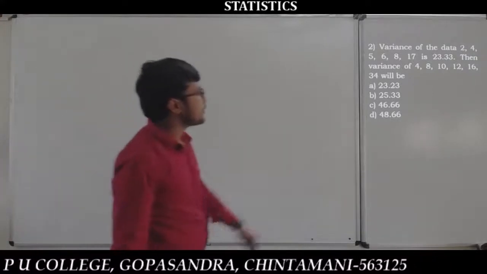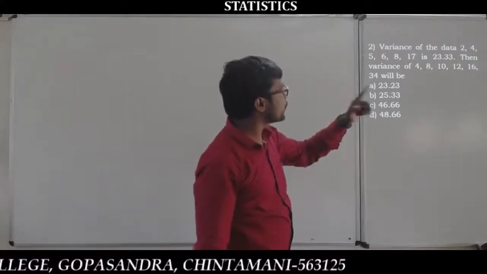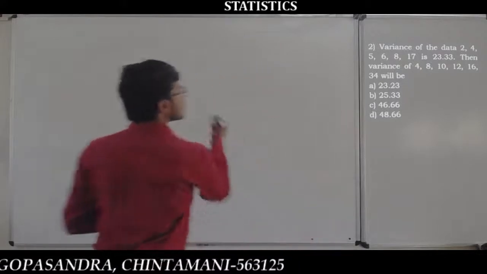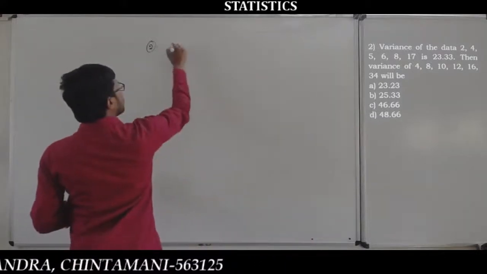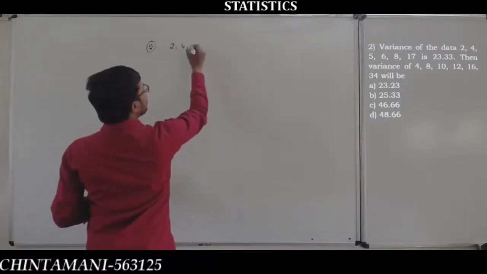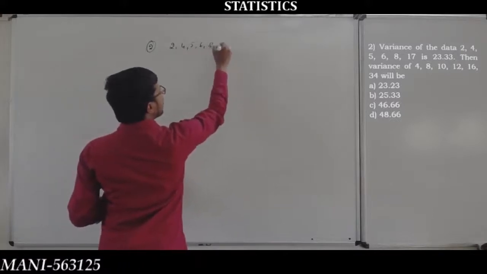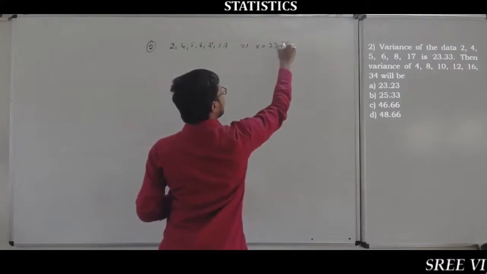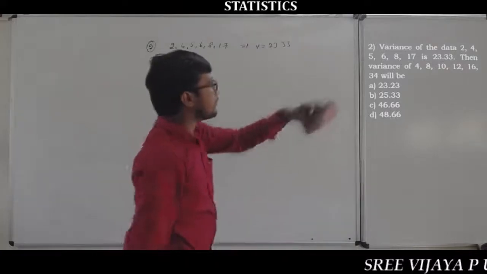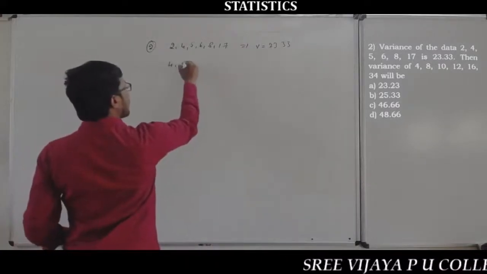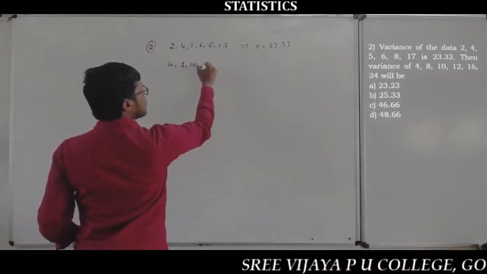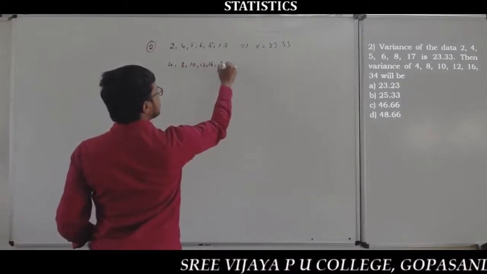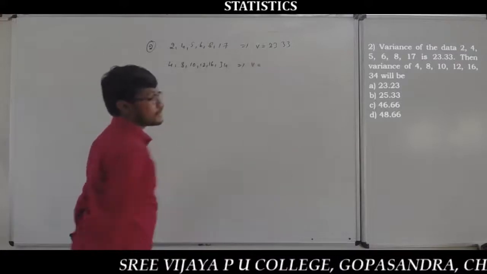So what is the next question? Variance of the data 2, 4, 5, 6, 8, 17. For this data, what is the variance? It is 23.33. Then the variance of 4, 8, 10, 12, 16, 34 will be? What is the variance of this data?